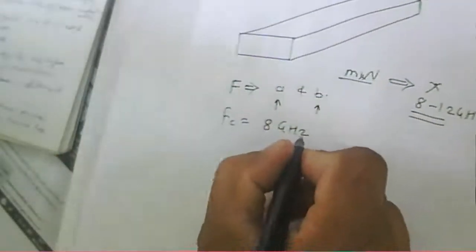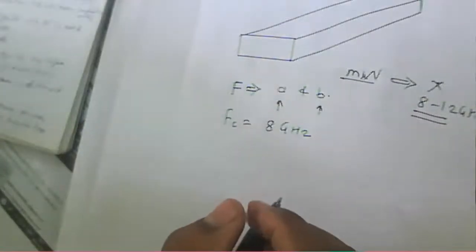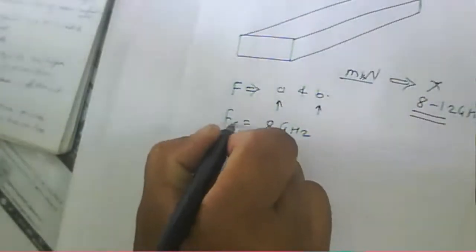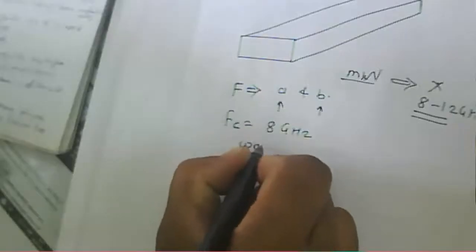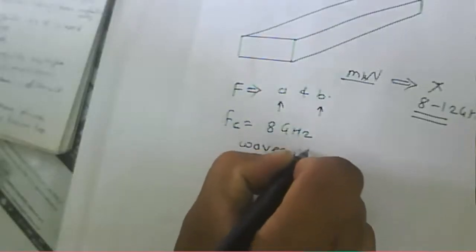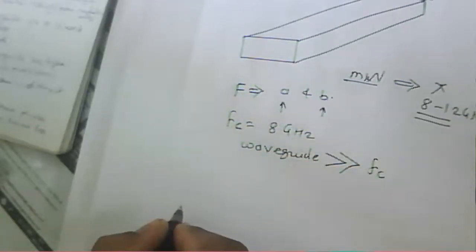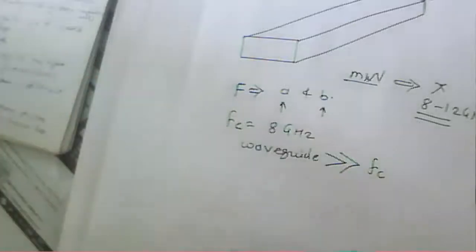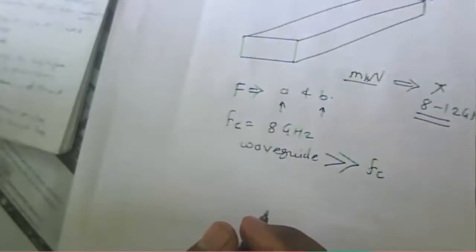The signal is propagating through the guide above that 8 gigahertz. Suppose I am saying cutoff frequency is 8 gigahertz. So in that case, the waveguide allows the signal that is greater than whatever the fc is. Below the fc, no signal is propagating through the waveguide. Only above that cutoff frequency does the signal propagate through it.